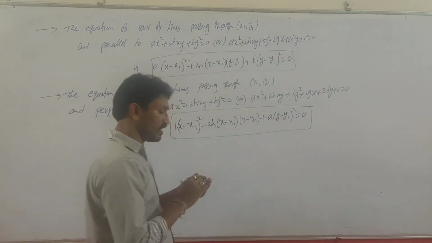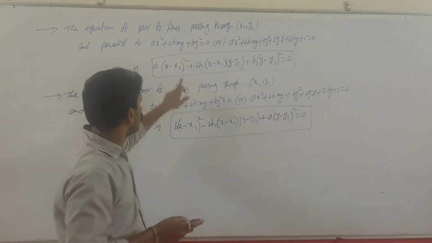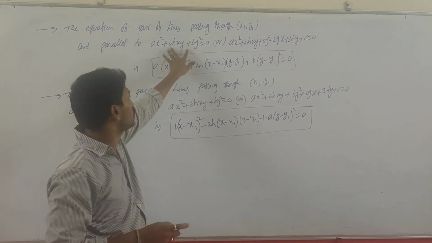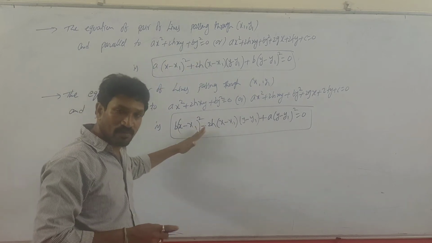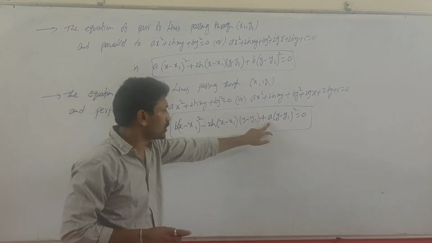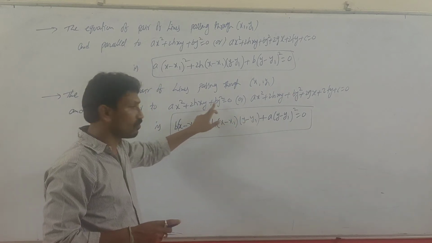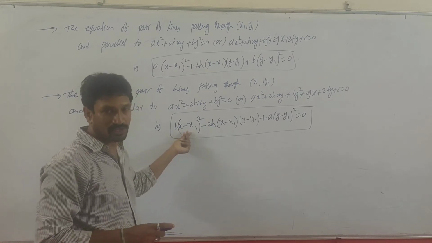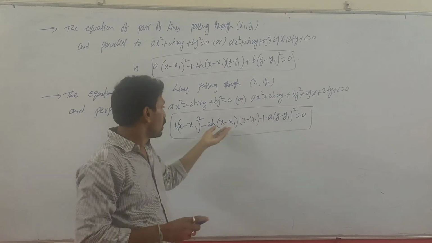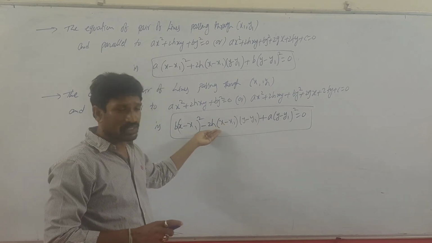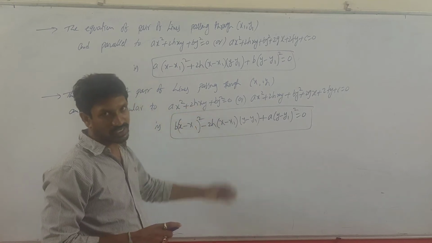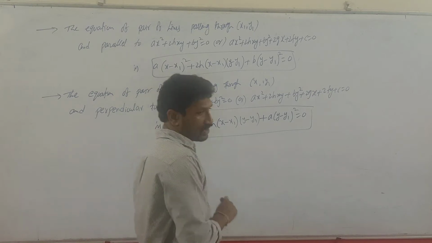You just observe the difference between these two formulas. For this formula, you replace x by x − x1 and y by y − y1 in this equation. For this one, same replace x by x − x1, y by y − y1, but with small changes. The coefficient of y² you write as the coefficient of (x − x1)², and the coefficient of x² you write as (y − y1)². And instead of plus here, there is minus. Just change the signs. So these are the equations.